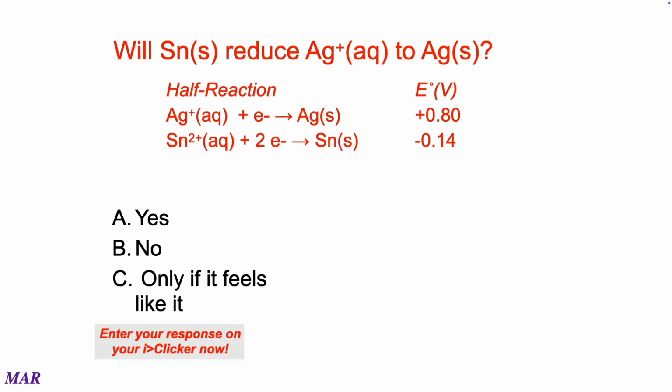So the next question is what will happen kind of question. And we want to know in this question if tin will reduce silver plus to silver. And you have those values right there. And the answers are yes, no, only if it feels like it is not a real answer, so you don't put that down. But anyway, see if you can figure out if this is going to happen, yes or no.